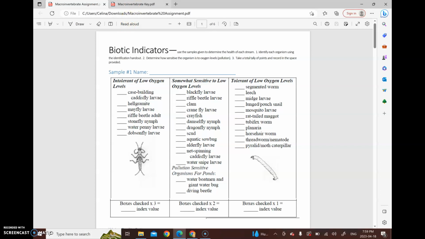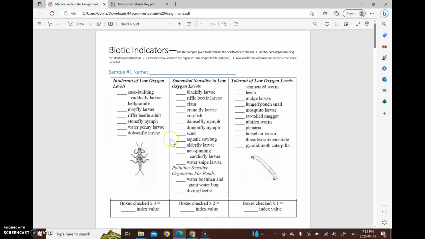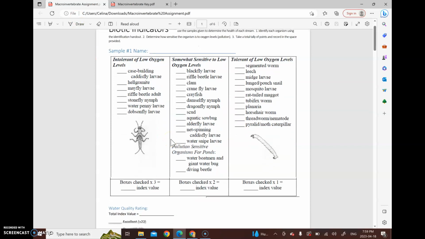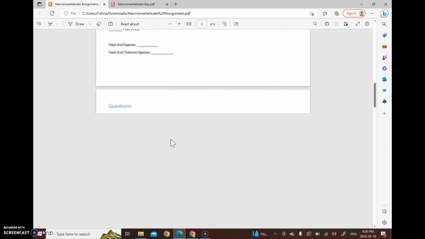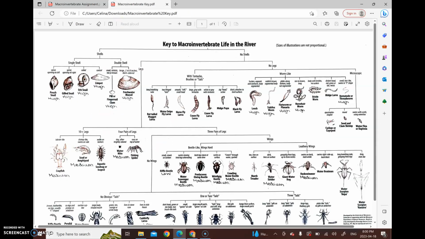That is the second attachment in the Google Classroom. And I'm going to show you how to use this dichotomous key. So let's say in your glass dish, if I was to scroll down all the way to the bottom of this assignment which you have, let's look at the first item. This looks like a shell. So if I go to my key, here are my options.